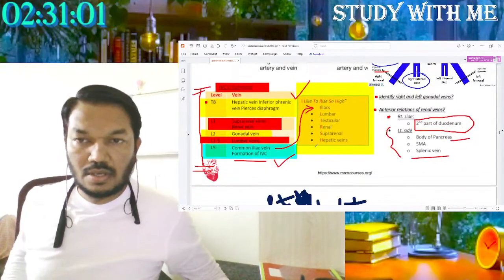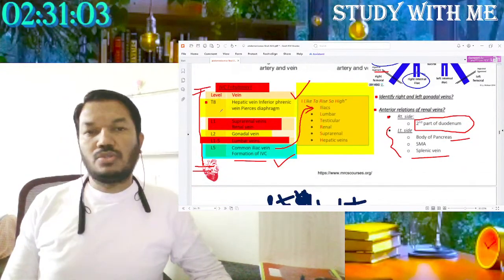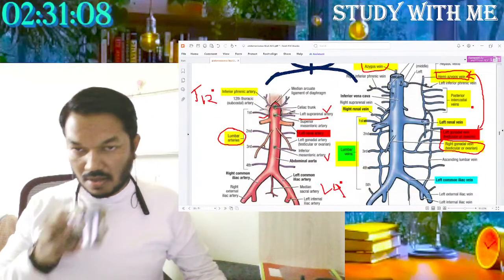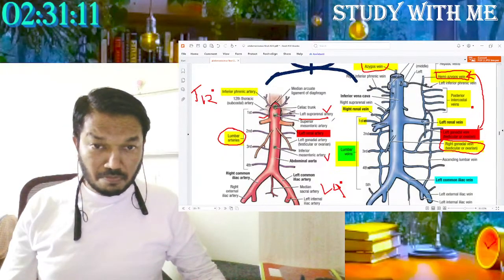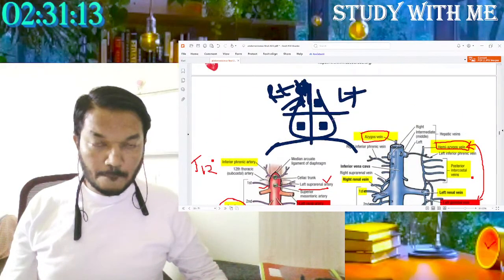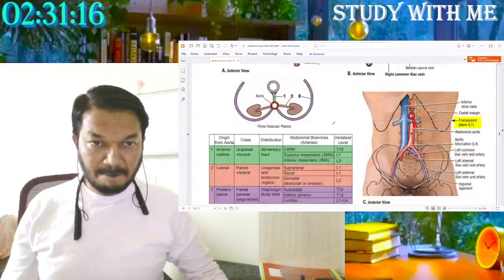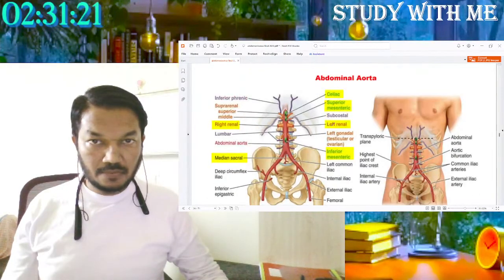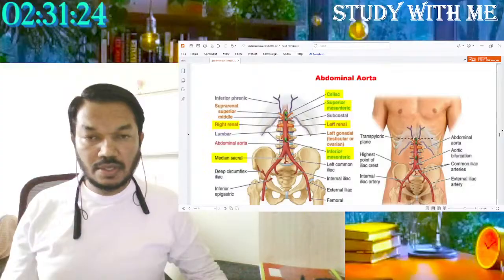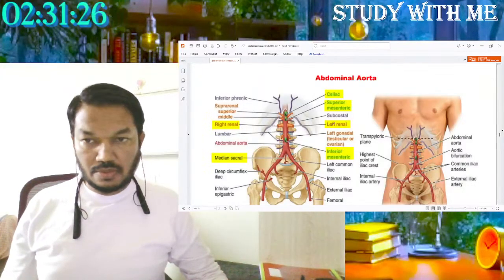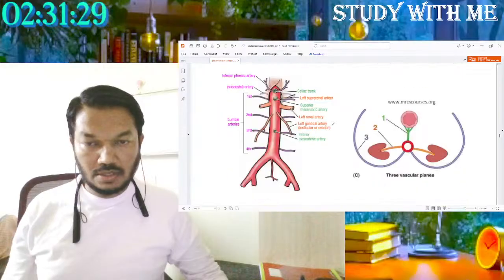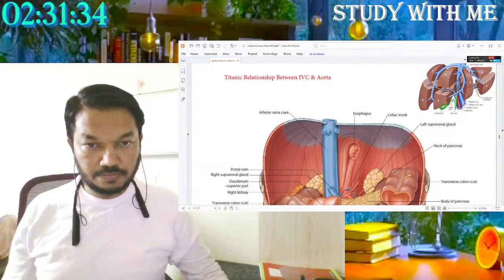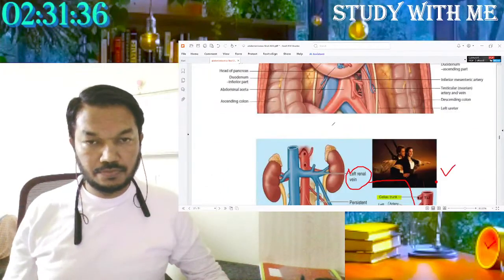Okay, now here are the branches. In short, everything is written here. You can have a look from here. That picture is not there, I'll Google it. Abdominal aorta, abdominal aorta. Same for the abdomen and vena cava, I have to know the branches now. Everything, and at which level and everything.